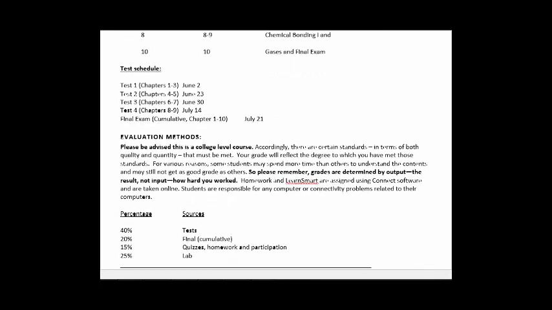So we will have 4 tests and a cumulative final exam. The first test will be the first 3 chapters, the second test will be the next 2 chapters, and so on. The final exam is cumulative, containing all 10 chapters. Notice that test 4 only goes through chapter 9. We will cover chapter 10, however, it will only appear in the final exam. There will not be a separate test for it. And the final exam is due by the last day of class, July 21st.